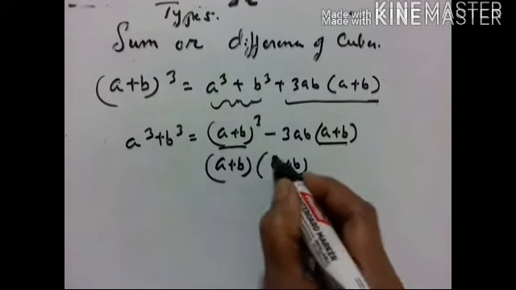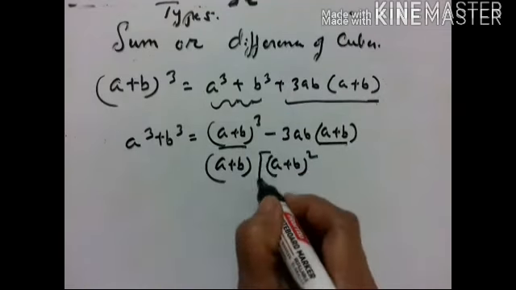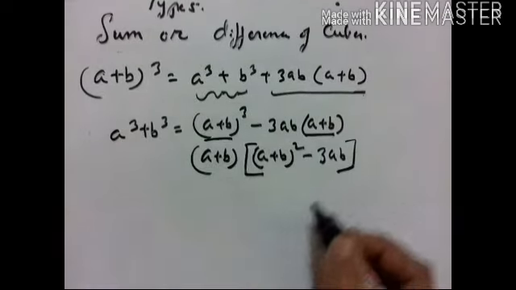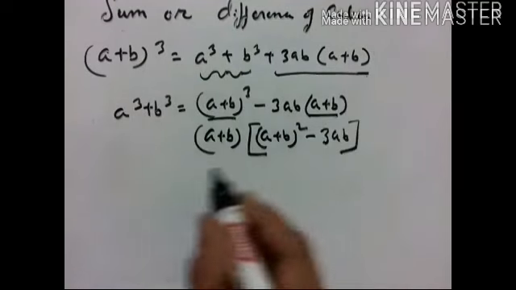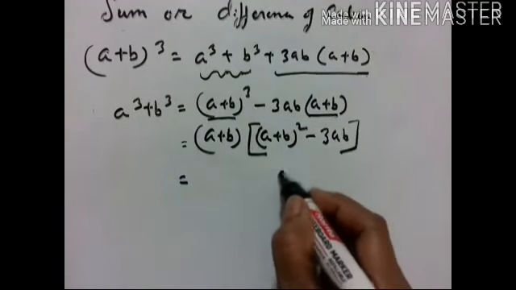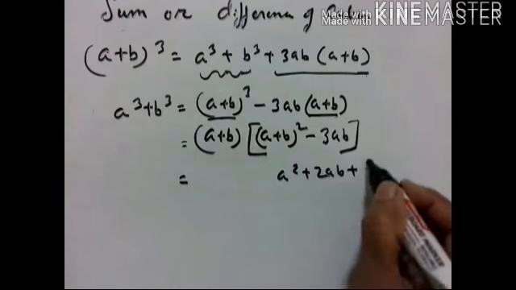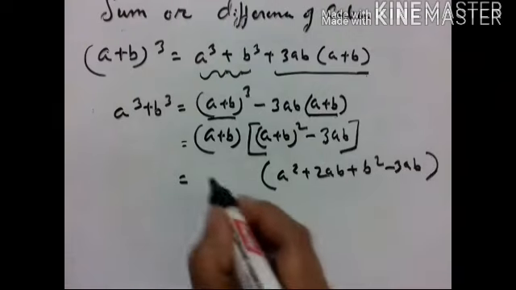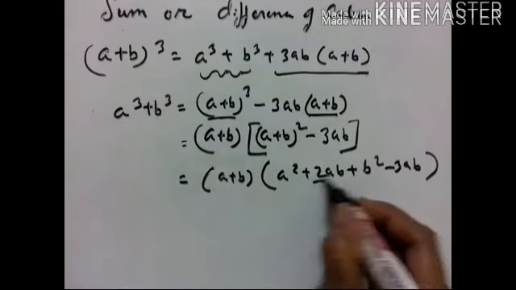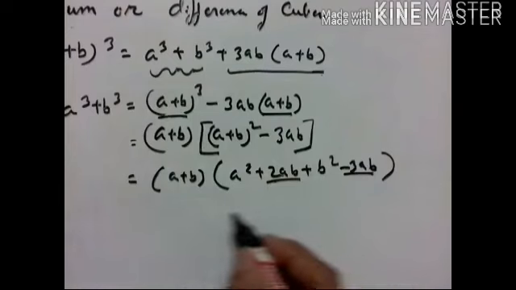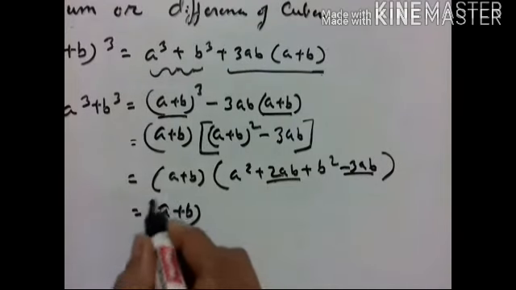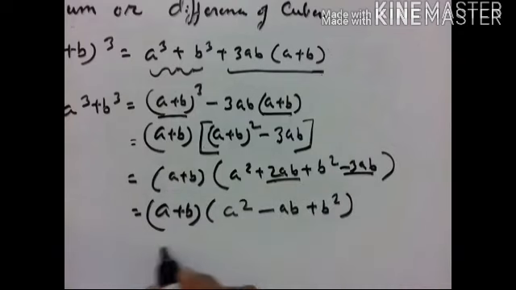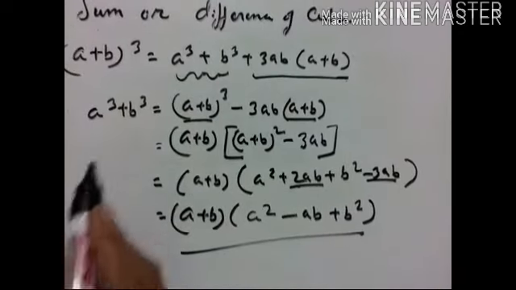(a + b) square minus 3ab. This (a + b) has gone out. Now this is equal to what? a squared plus 2ab plus b square minus 3ab. Plus 2ab minus 3ab is equal to minus ab. So (a + b) into (a squared minus ab plus b square). So this is the formula for a cube plus b cube.